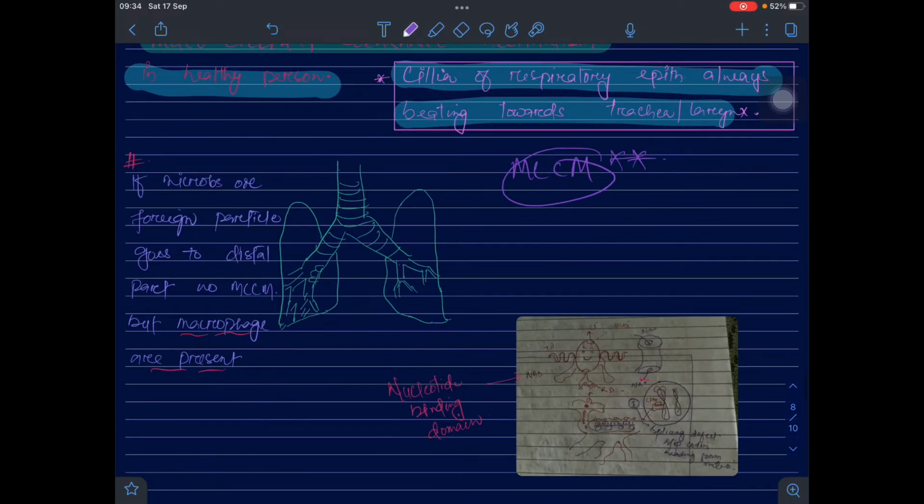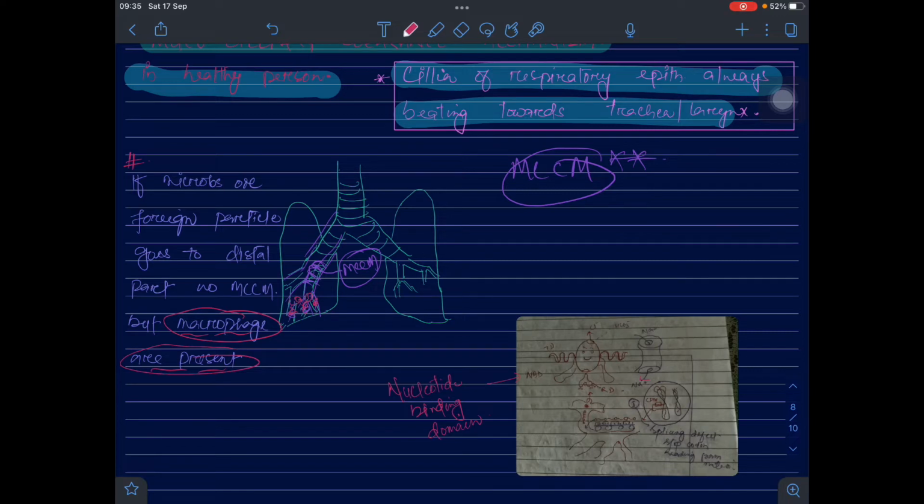Suppose this is the lung here, a representative diagram of the lung. If something happens here in the upper part, this will be helped by the mucociliary clearance mechanism. But what if there is some problem down here? What if there is a problem here? There cannot be a mucociliary mechanism. But here it will be helped by the macrophages present here. So the macrophage will do its function here. The macrophage will destroy everything.